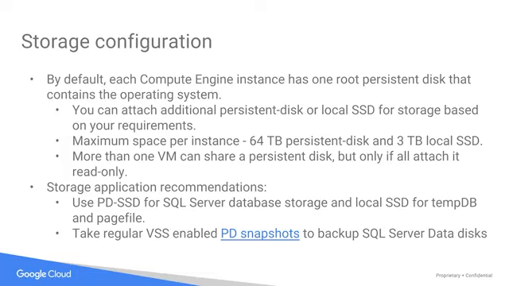Let's also look at Google Compute Engine's storage configuration. The default storage configuration for Windows virtual machines is a single 50 GB persistent disk based on spinning hard drives. Persistent disks on Compute Engine are network-attached block storage devices where the performance scales with the size of the disk and are automatically replicated 3 times.